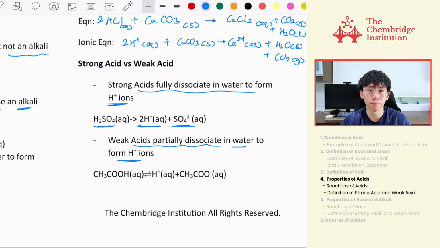As long as it's not 100%, it is considered a weak acid. So for example, all your organic acids are weak acids. For example, ethanoic acid, CH3COOH, can partially dissociate to give H+ aqueous and CH3COO- anions.